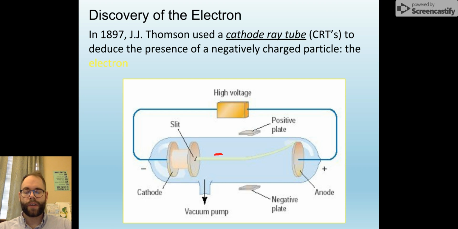This is a very simple diagram of what that looks like. You have a positive end, you have a negative end. And what they realized is what was basically going through the tube was what we now know as electrons. Cathode ray tubes are very closely related to X-ray tubes and tubes in old computer monitors and televisions.